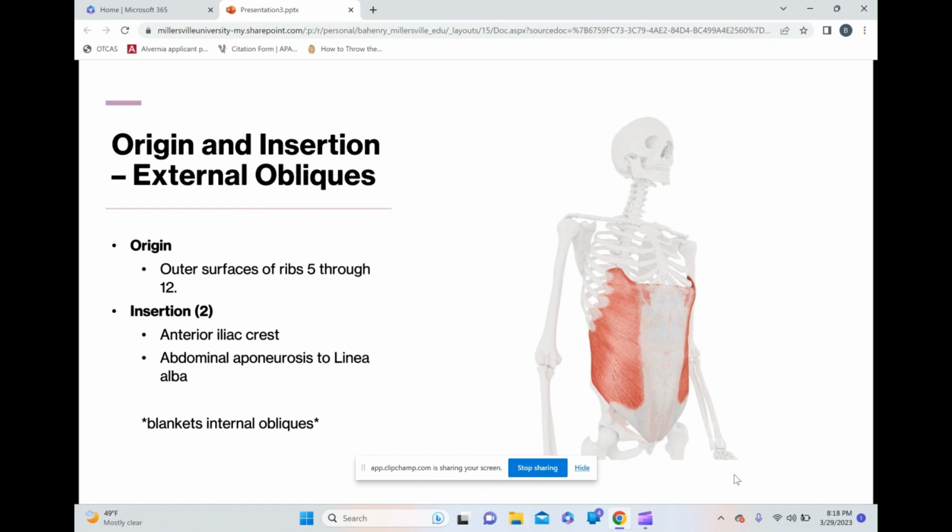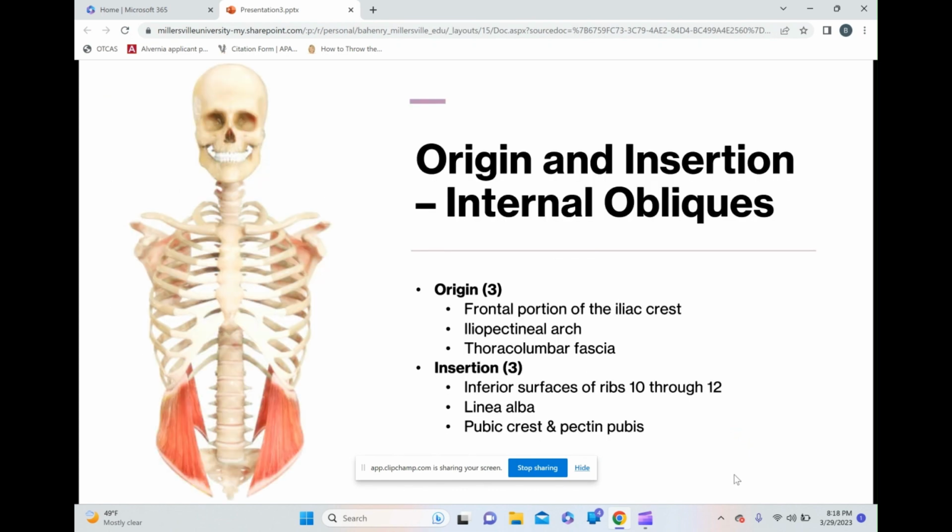The linea alba runs down the middle of the abdominal wall to the base of the sternum and to the top of the pelvis. The entirety of the external oblique blankets the internal obliques on both sides of the abdomen, which we will review again at the end. Next, we will discuss the internal obliques.